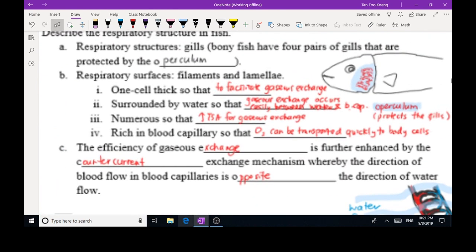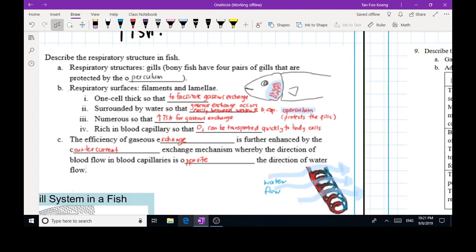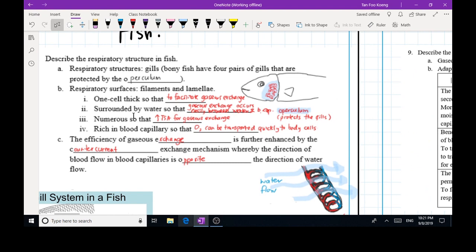Now let's talk about the adaptations of respiratory surfaces in fish. Number one, the filaments and the lamellae are one cell thick, so that gaseous diffusion can occur easily. Number two, they must be moist. If there is no moisture, no flow of water, the filaments will stick to each other, reducing the total surface area for gaseous exchange. That's why the fish needs water flow to breathe, else the filaments will all be sticking together.